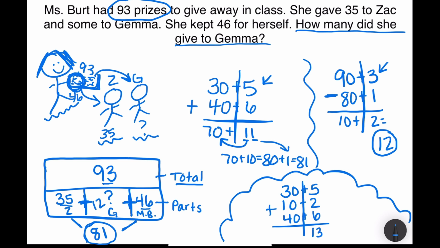30 plus 10 is 40 plus 40 is 80. I have a 10 that belongs in the tens place. So 80 plus 10 equals 90. And then we have a 3. I'm going to put it over here. 90 plus 3 equals 93. That means we definitely got the right answer for this multi-step word problem.